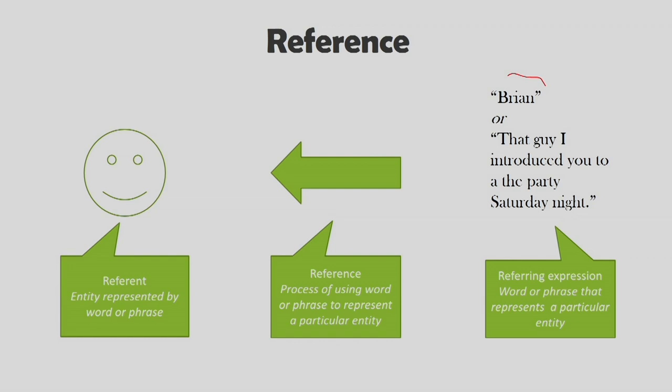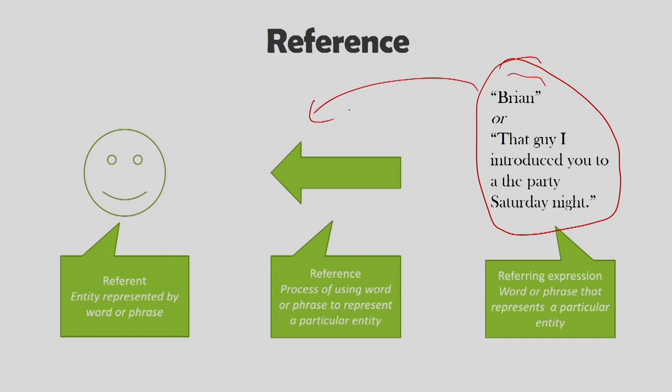Words and phrases stand for or refer to the entities and events in the world, which is either real or imagined. But any particular event or entity can be referred to by many different words. A word or phrase that is used to represent a particular entity or event is known as a referring expression. So "Brian" or "that guy" introduces you to that particular person; this is basically a reference. What is referencing? It's basically how we share expression.